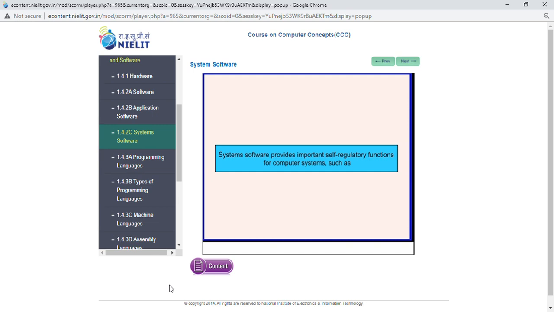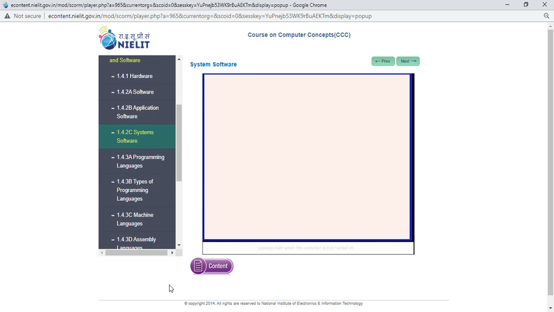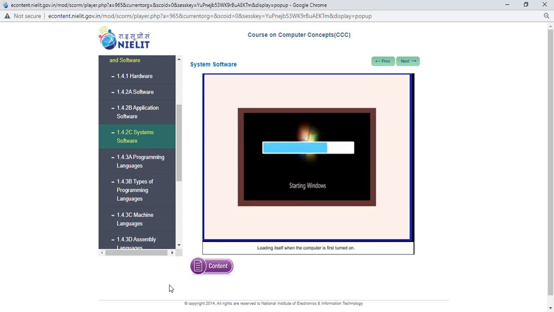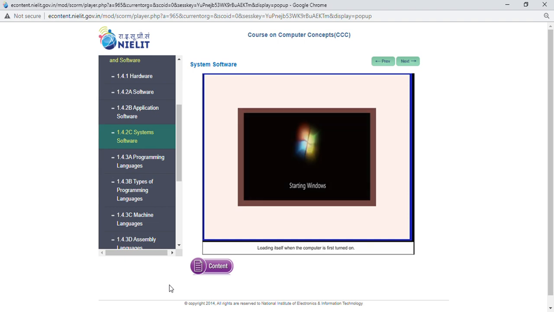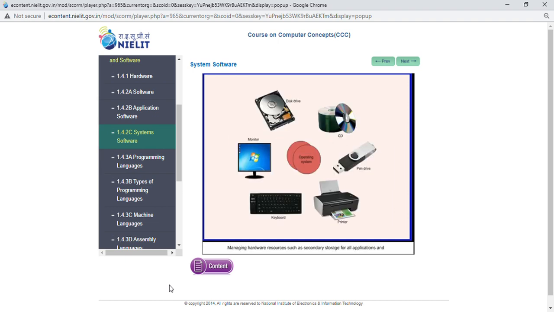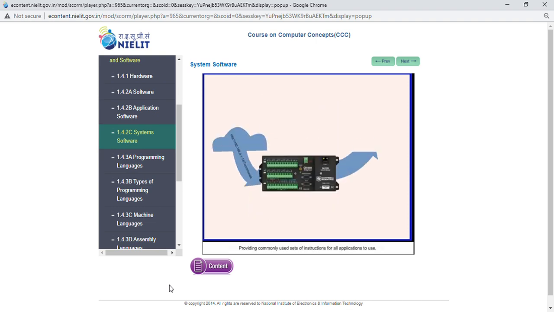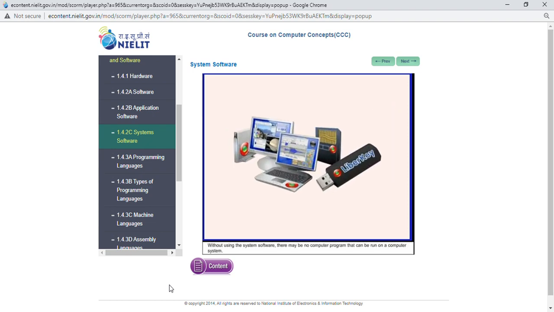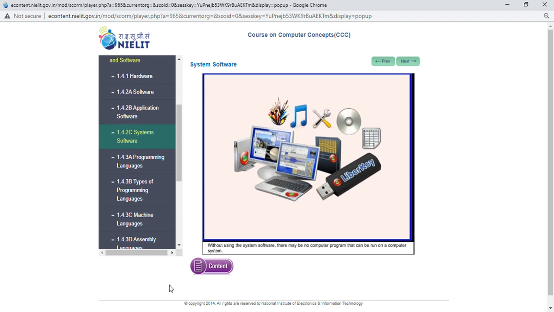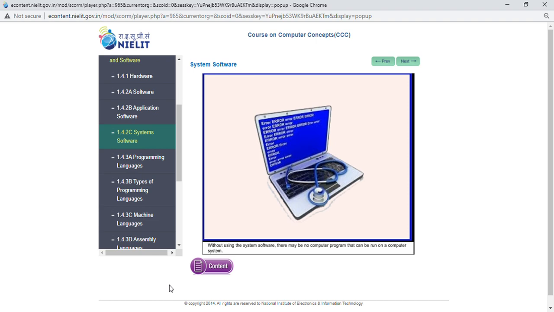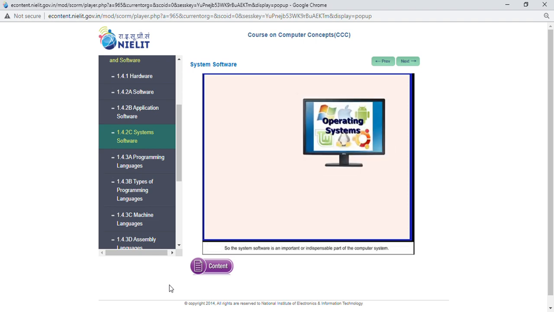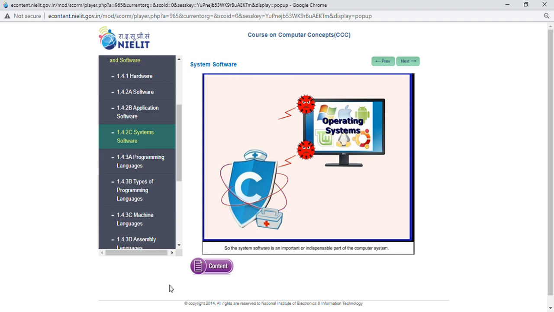System software provides important self-regulatory functions for computer systems, such as loading itself when the computer is first turned on, managing hardware resources such as secondary storage for all applications, and providing commonly used sets of instructions for all applications to use. Without using the system software, there may be no computer program that can be run on a computer system. So, the system software is an important or indispensable part of the computer system.